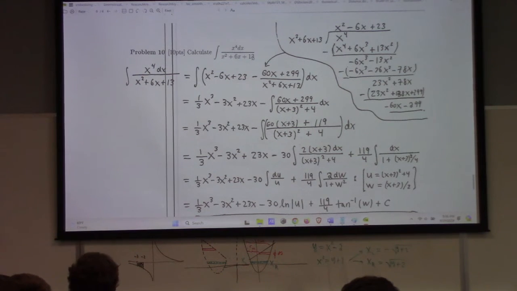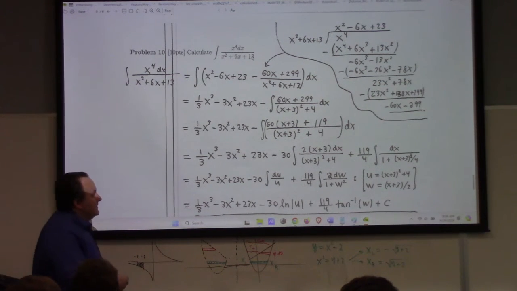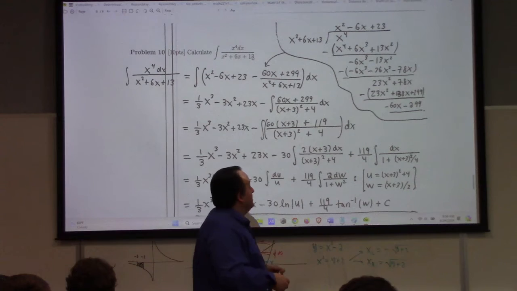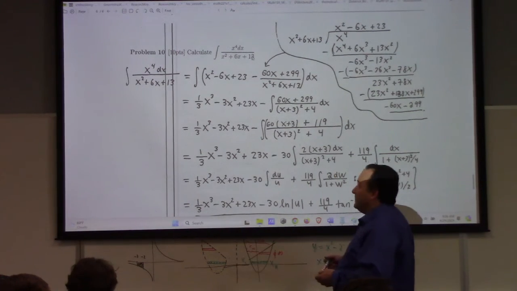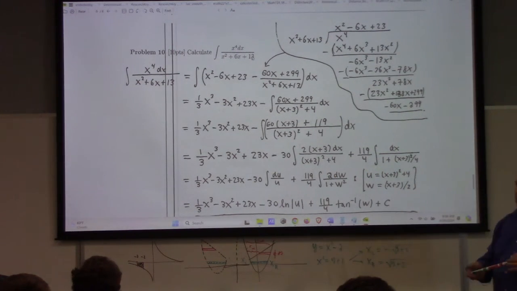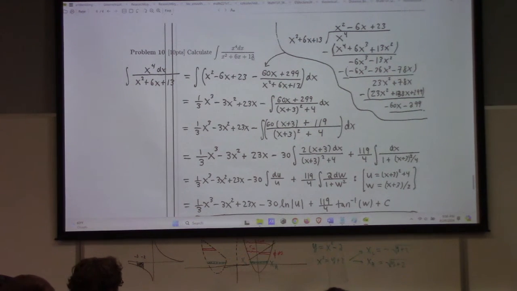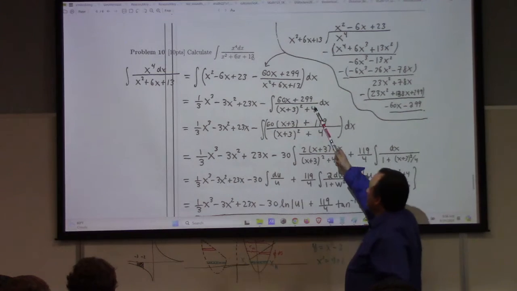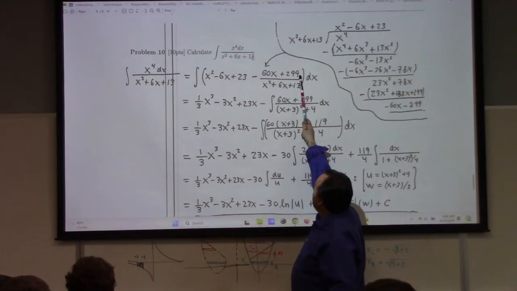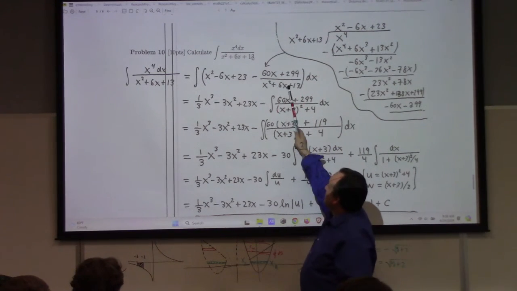It does require some finagling. So the opening move is to make our fraction proper. So x to the 4th over x squared is an improper fraction. We use long division to rewrite it as a quadratic plus a proper rational function. What I mean by that is the numerator has strictly smaller degree than the denominator.